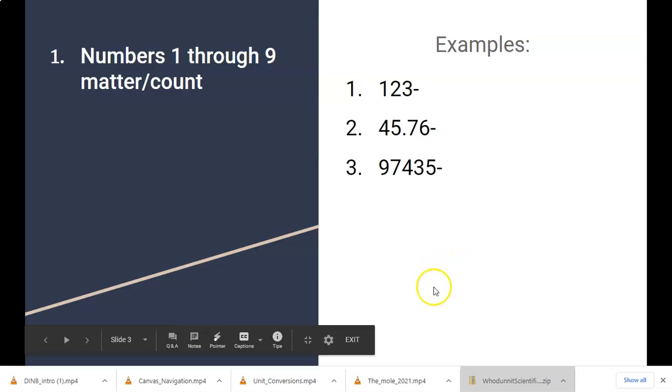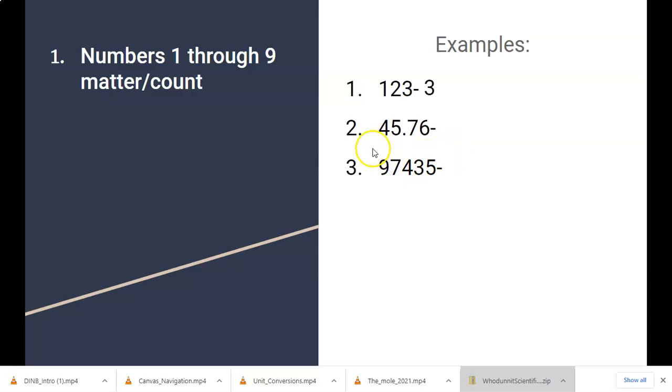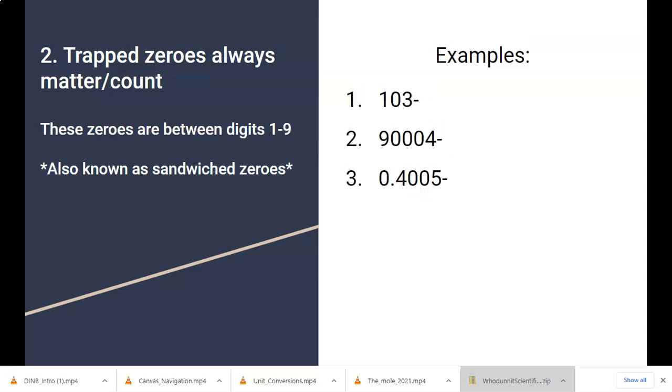So here are my examples. I have 1, 2, 3. That means I have 3 significant figures. Here I have 4, 5, 7, 6. I have 4 significant figures. My last one, 9, 7, 4, 3, 5. So there's 5 digits and all 5 are significant. That one's the easy one. So these are numbers again between 1 and 9.